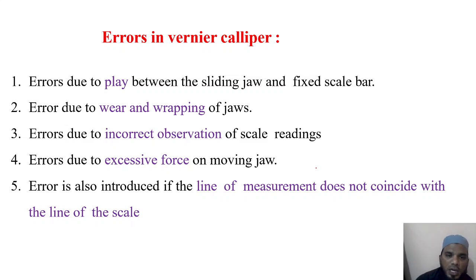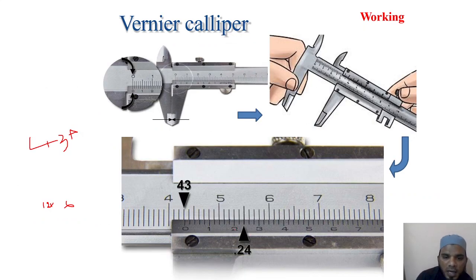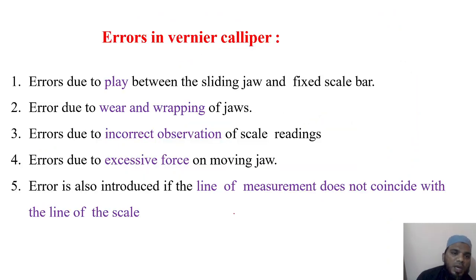Next, error due to incorrect observation of the scale reading. This is mainly your parallax error. For example, here it may appear that 2 is exactly coinciding with that, but it is not. You can observe some small gap between these two. So if you are not keeping the scale parallel to your eyes, there will be some error, that is parallax error. Because of that error, you may get incorrect observations, which may lead to incorrect calculation of the measurement.